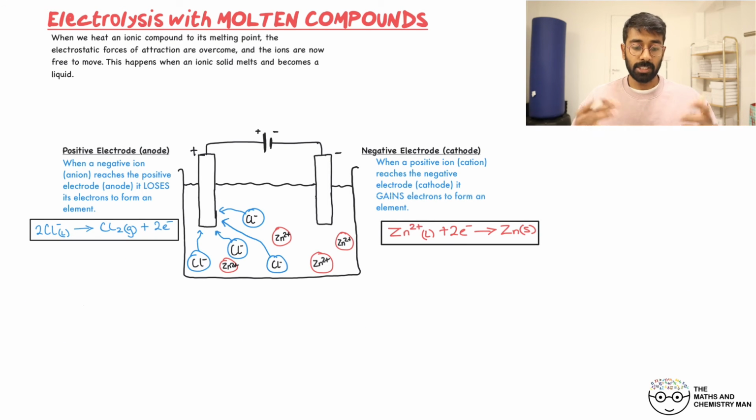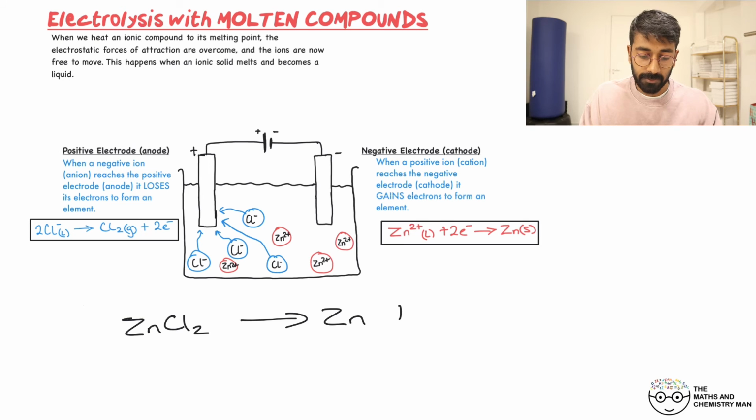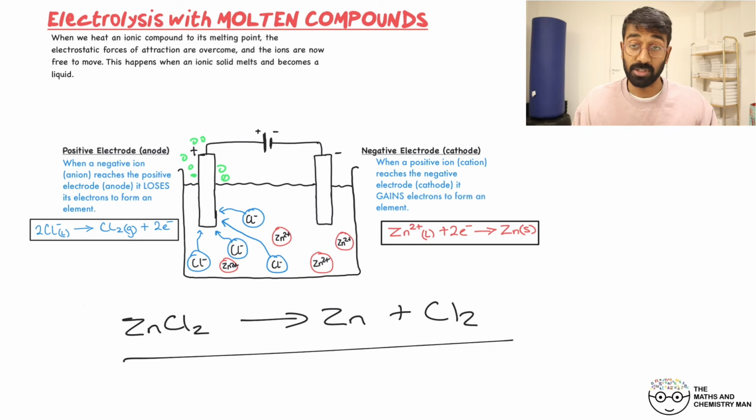And there it is. So what's happened overall? Well, we started with ZnCl2. And then what did we do? Well, we've turned it into zinc and we've turned it into chlorine gas. And again, as an observation, you're going to see some green gas being given off from the solution around your positive electrode there.